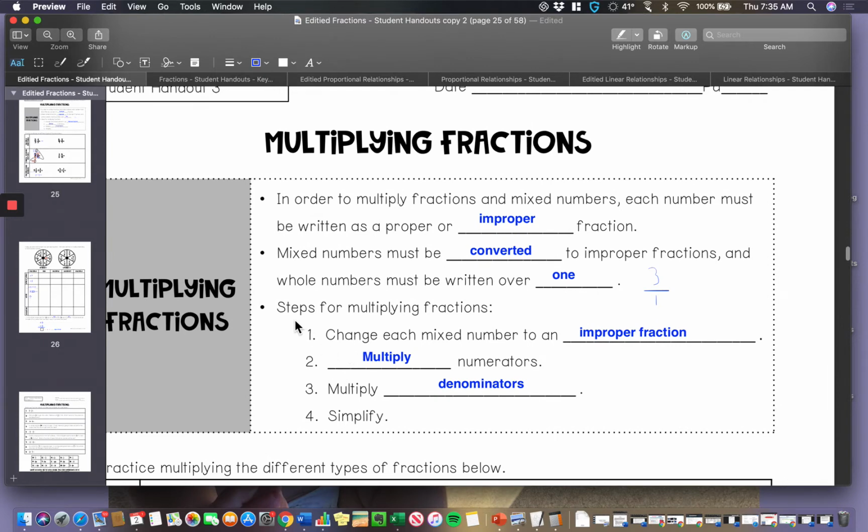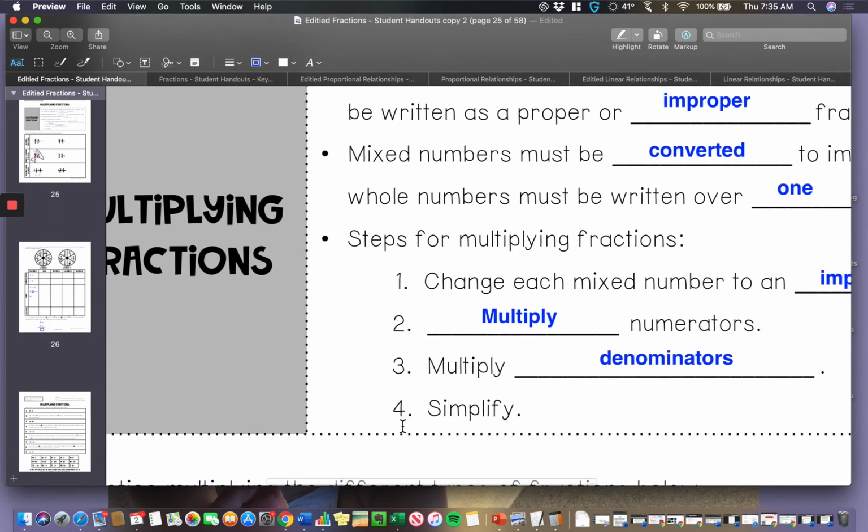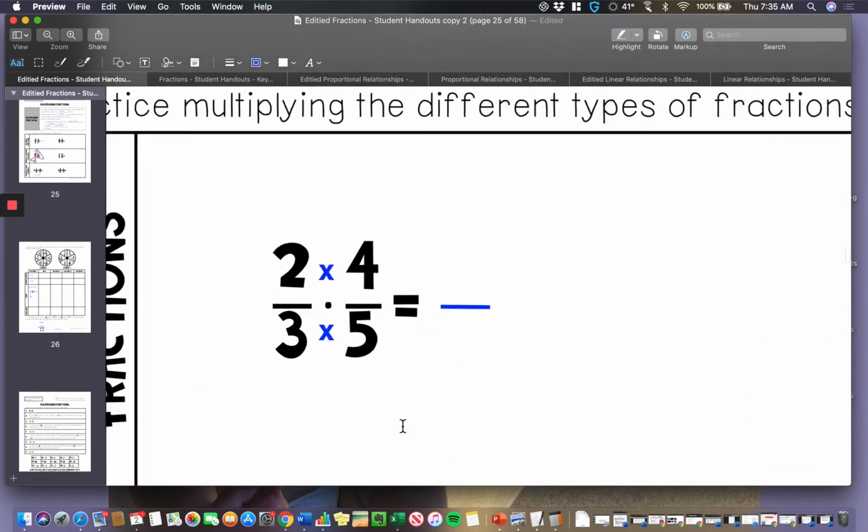So step 1 for multiplying fractions is to change each mixed number to an improper fraction. So if you have a mixed number, it needs to become an improper fraction. Step 2 is multiply the numerators. Step 3 is multiply the denominators. And step 4 is simplify. So I'm going to move on down to the first example here.